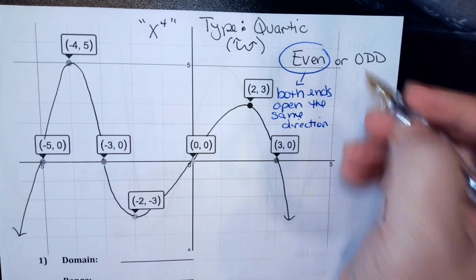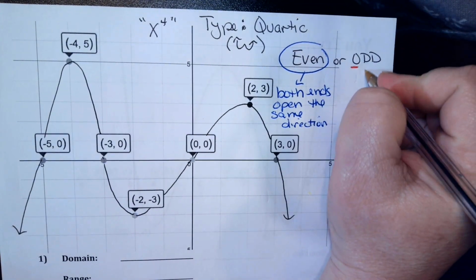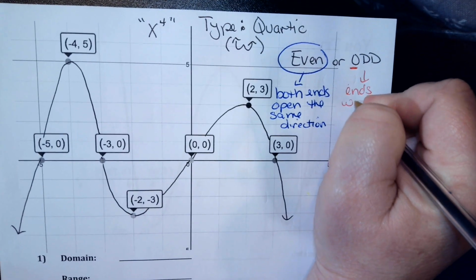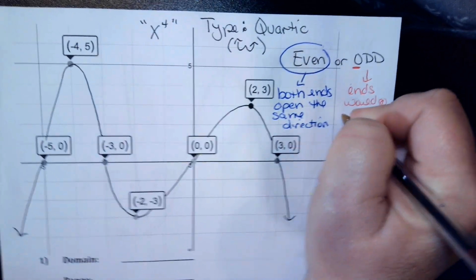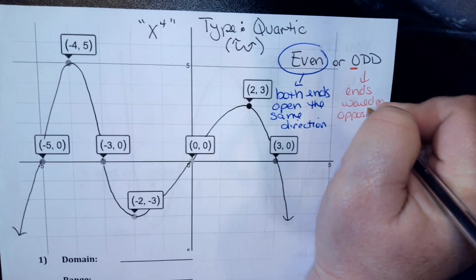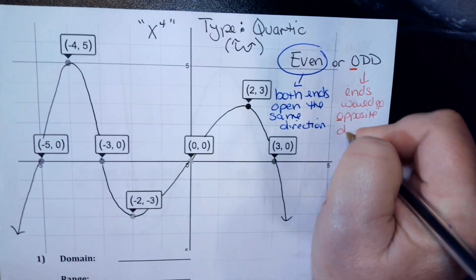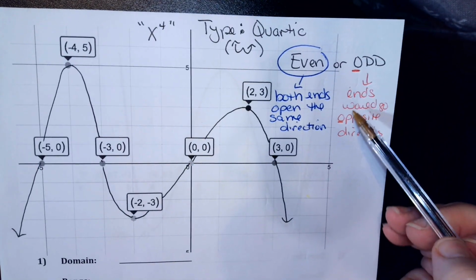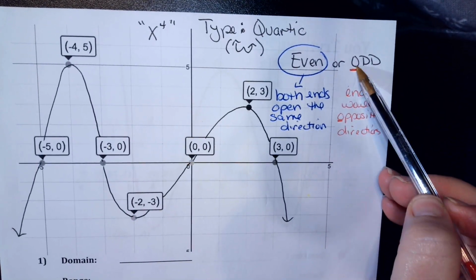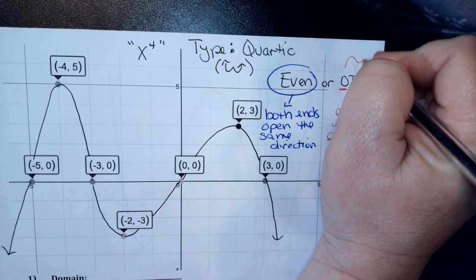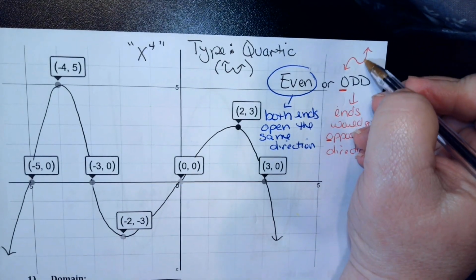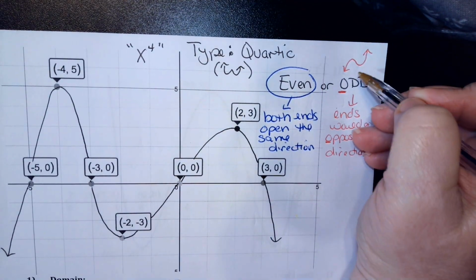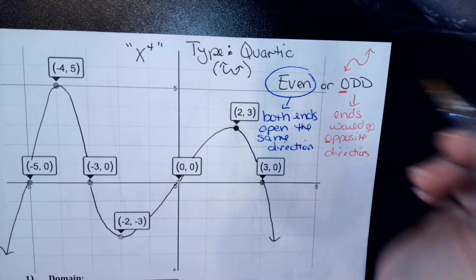If it was an odd function, the ends would go opposite directions. If you think about it, opposite starts with O, odd starts with O. That would be something like a cubic function. See how one piece of the cubic is going up and the other piece is going down? They're going opposite directions. So a cubic function is an odd degree function.